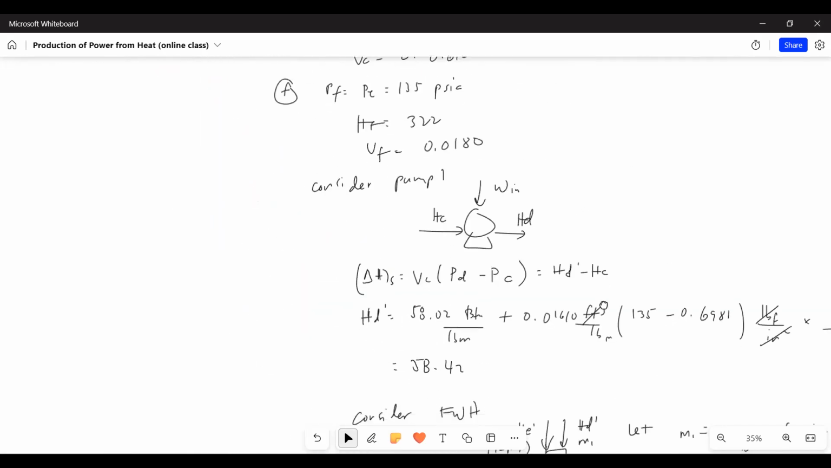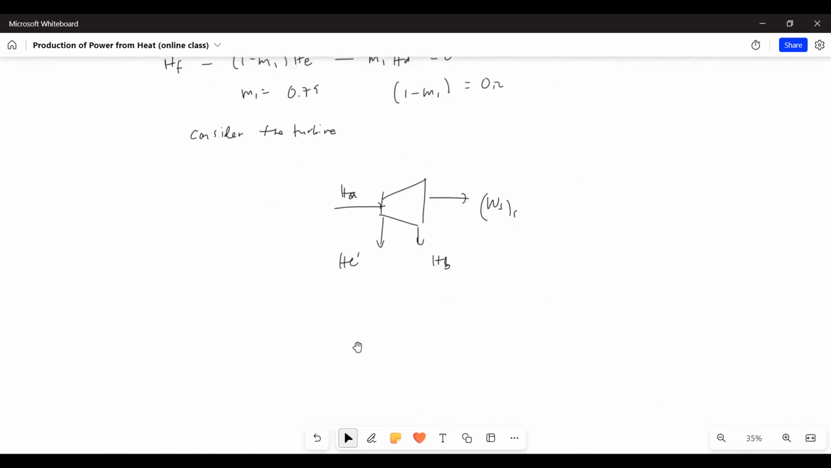Na-split siya. So, and this mass fraction, na-solve natin yan sa taas. 1 minus M1, di ba? 1 minus M1. And then, ito yung pupunta sa condenser, M1. So, we know the values already for HE prime and HB prime. HB prime. So, assume isentropic expansion first. Okay? For simplicity.